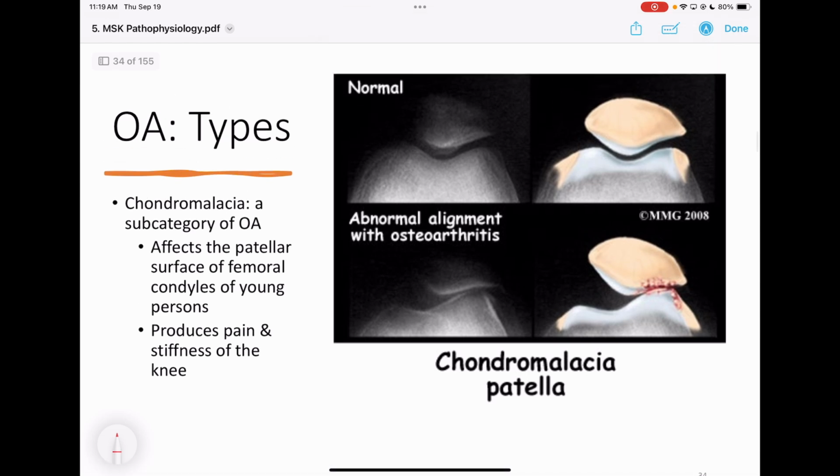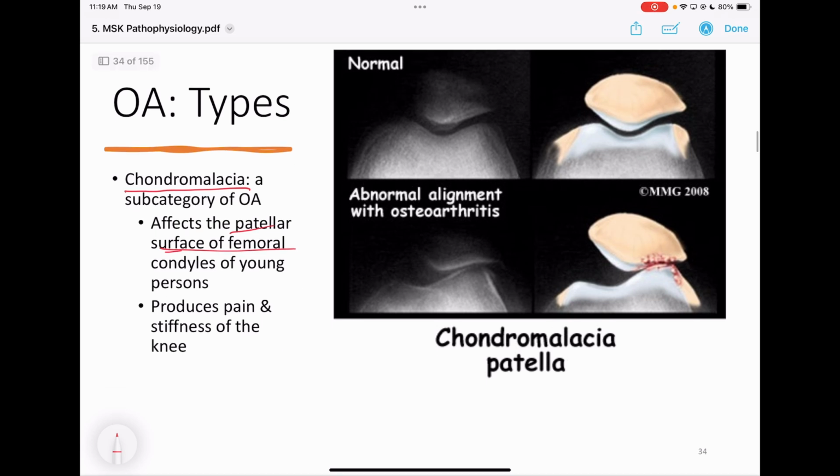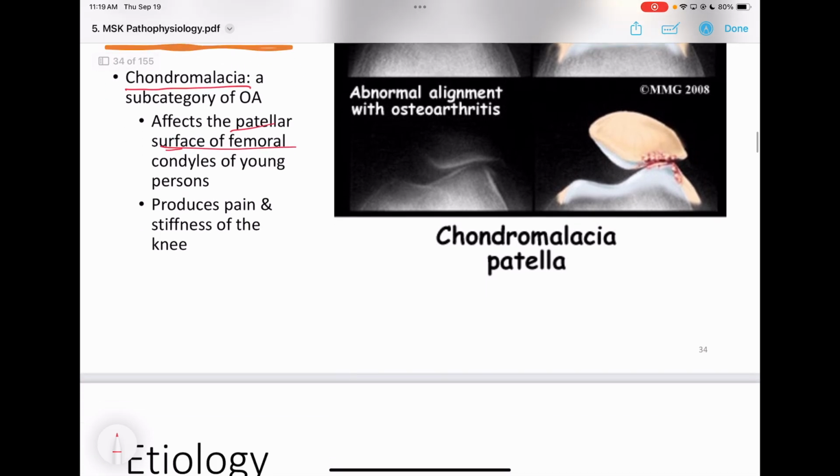Okay, different types. Chondromalacia affects the patellar surface of the femoral condyle in young people, causing pain and stiffness of the knee. So that's one type of osteoarthritis.